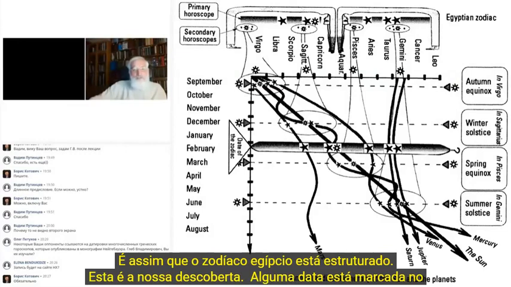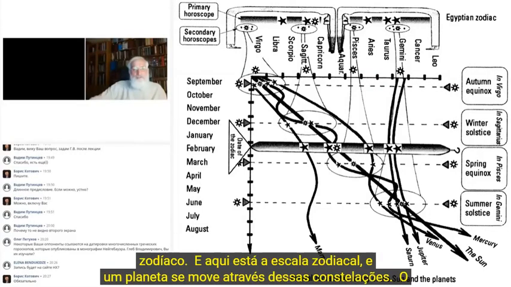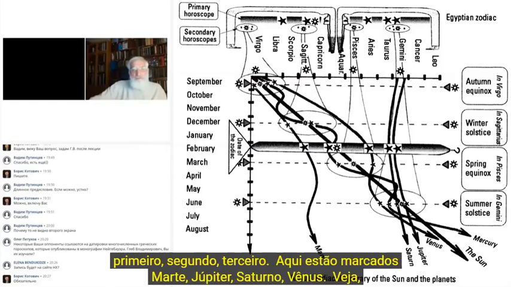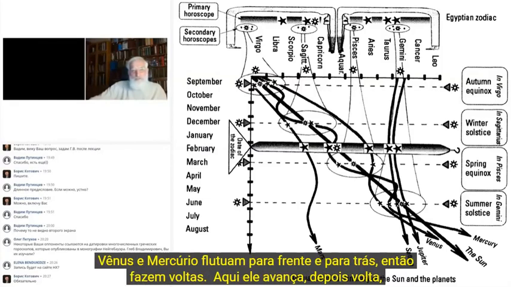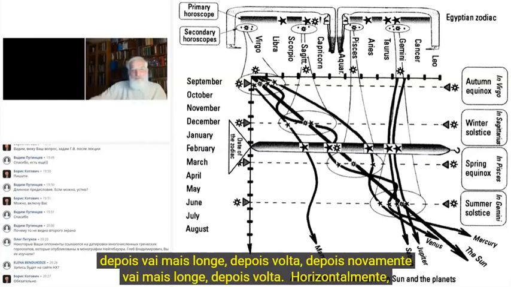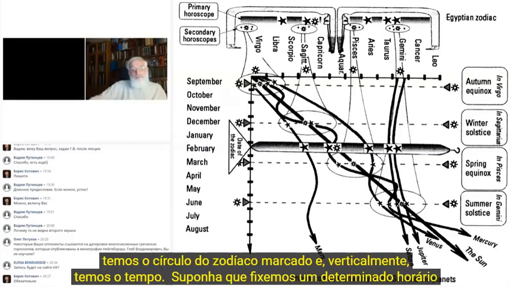This is our discovery. Some date is marked in the zodiac. And here is the zodiacal scale, and a planet moves through these constellations. The first, second, third. Here are marked Mars, Jupiter, Saturn, Venus. You see, Venus and Mercury flutter back and forth, so they make loops. Here it moves forward, then returns, then goes further, then returns, then again goes further, then returns. Horizontally, we have the zodiac circle marked, and vertically, we have time.